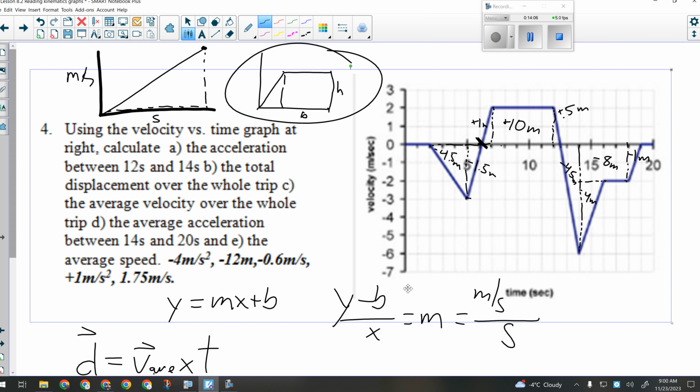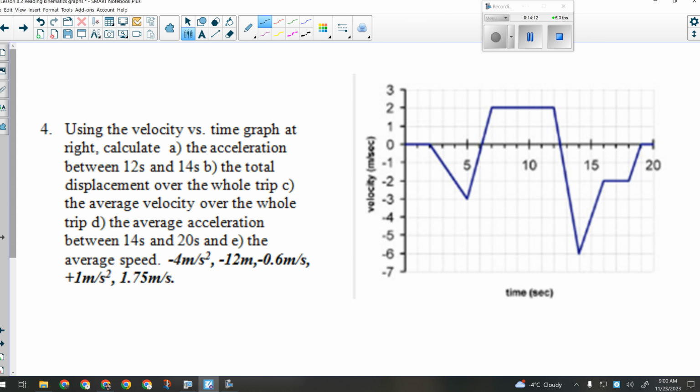How would I calculate the acceleration between 12 and 14 seconds? So let's mark the start and end points on our graph here. Here's 12 seconds, and here's 14 seconds. Is it accelerating during that section? Which direction is it accelerating? Backwards. At what time does it change direction from forwards to backwards? 12.5 seconds. Yep, exactly, 12.5 seconds.